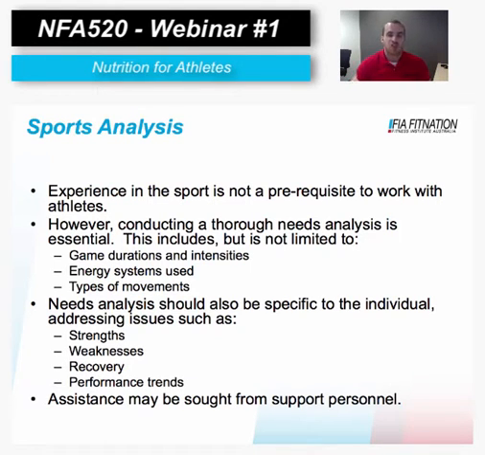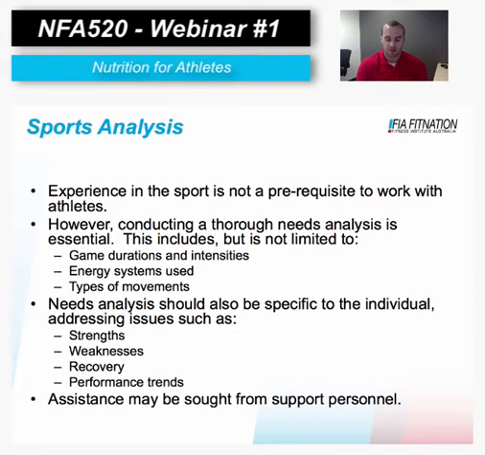That can obviously be done generically for the sport, but we then need to do a needs analysis of the individual athlete. So what are their specific issues that need to be addressed? This should look at things like their strengths and weaknesses in relation to performance. Now, obviously here you are likely to seek the input from some of the other support personnel.